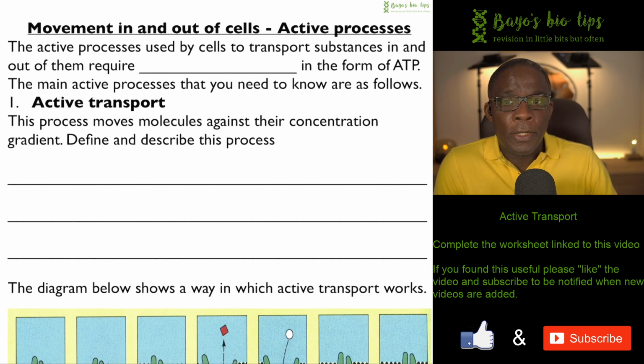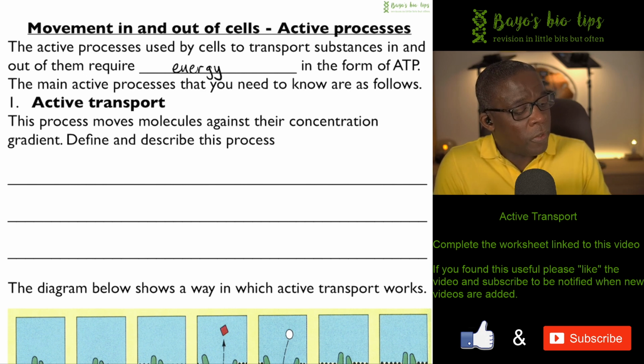So on the first page it says the active processes used by cells to transport substances in and out of them require energy in the form of ATP. And the reason why is because they're moving molecules against their concentration gradient. And we'll talk about what that means in a minute. So the main active processes you need to know are, number one, just straightforward active transport. This process moves molecules against their concentration gradient.